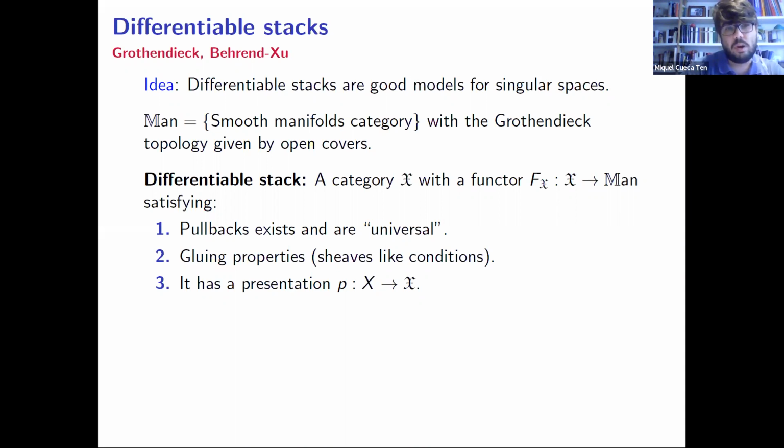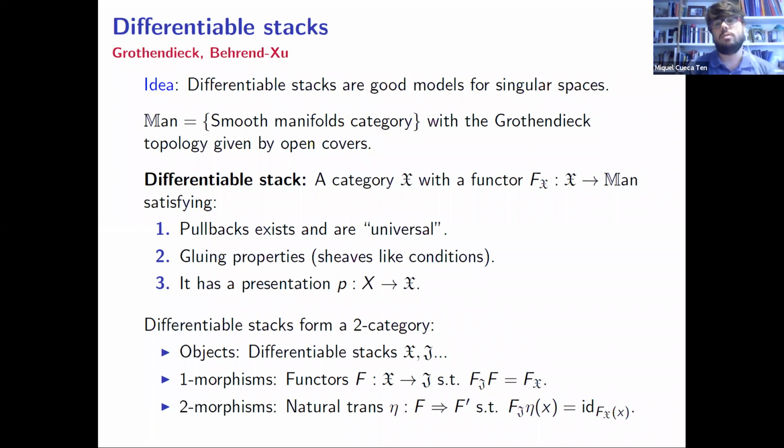Then the important thing for this talk is that differentiable stacks form a two category. Instead of just a category, you have a two category given by differentiable stacks, where the objects are just the differentiable stacks themselves. The morphisms are functors between the associated categories that commute with the projection. And then two morphisms are just natural transformations that also satisfy some compatibility. So that's the important thing in this talk, that stacks are some kind of categories with good properties, and they form a two category. But okay, I just started at the beginning saying that differentiable stacks are a good model for singular spaces. So where is the geometry behind all these kinds of things?